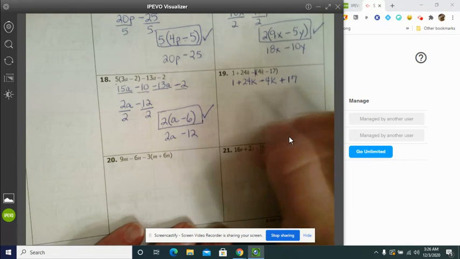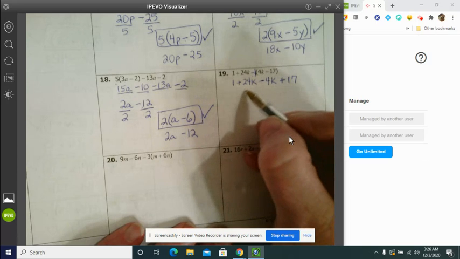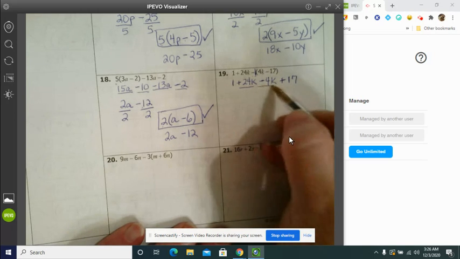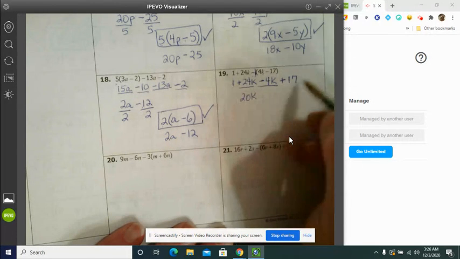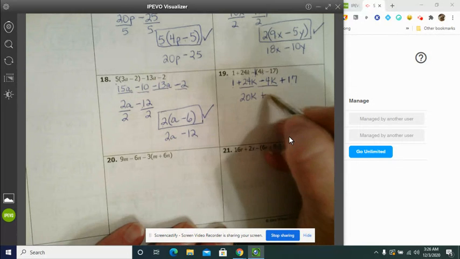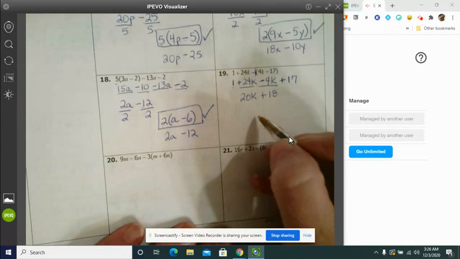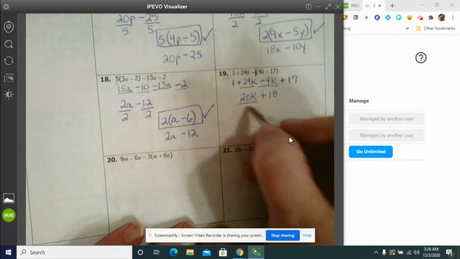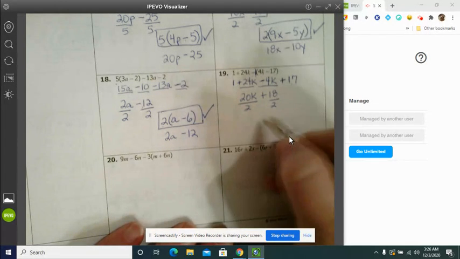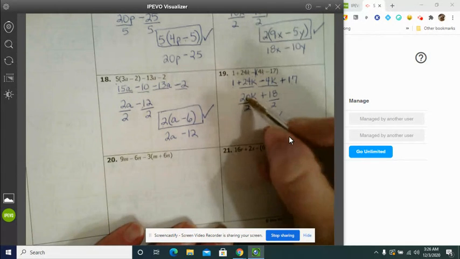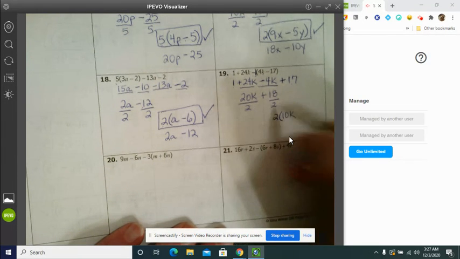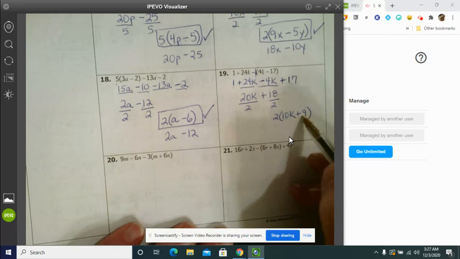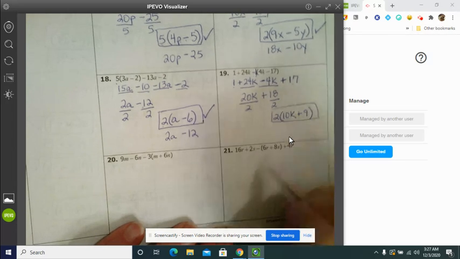So now we are going to go ahead and combine them. So I have my 24k and my negative 4k, which leaves me 20k. I have my positive 1 and my positive 17, which leaves me positive 18. These both share a factor of 2, so I'm going to pull out my 2. 20k divided by 2 is 10k. 18 divided by 2 is 9. These two do not share a factor, so I'm good. And I think that's my answer.